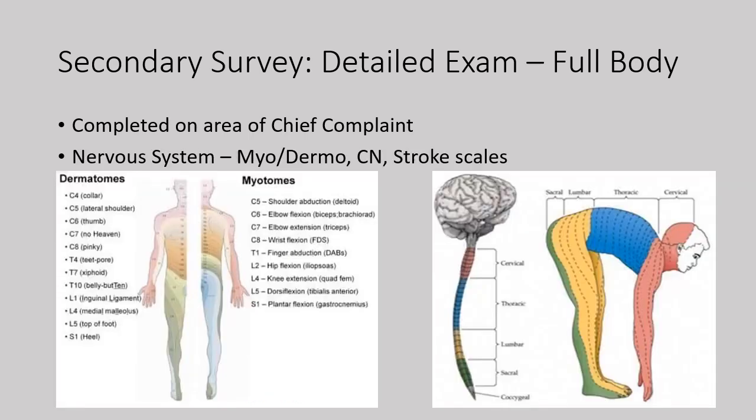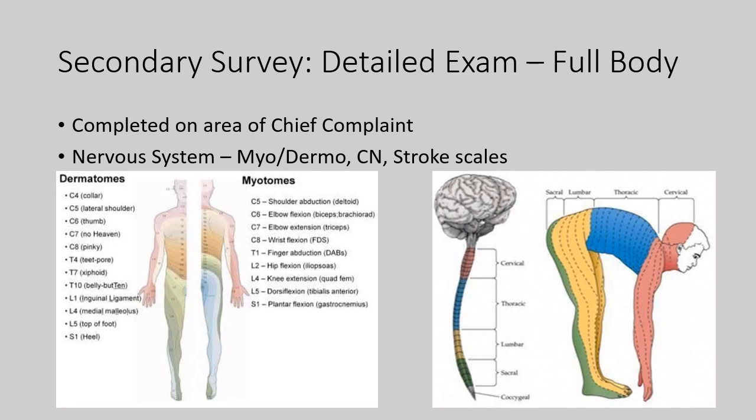Next, we're going to assess the nervous system, myotomes and dermatomes. The dermatomes are your sensory nerves. Your myotomes make your muscles move. So dermatomes are better understood with a person bent over because all of the levels of dermatomes are falling from top to bottom.